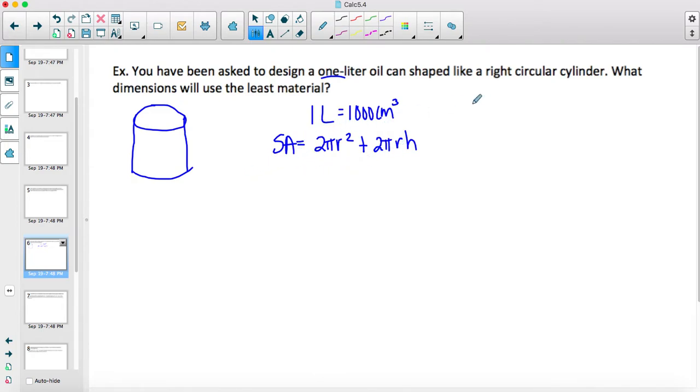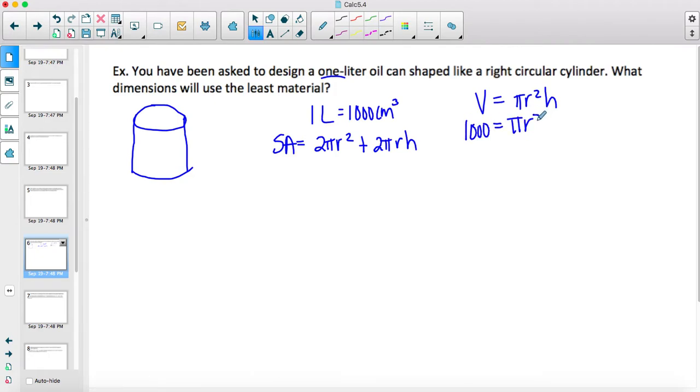Well, we also know the volume of this oil can. Let's think about that. What's the formula for volume? Pi r squared times the height. I had to think about it for a minute. All right, and we know that the volume is 1,000.